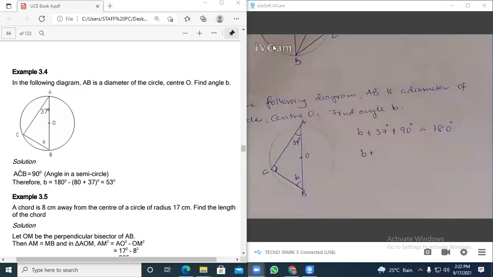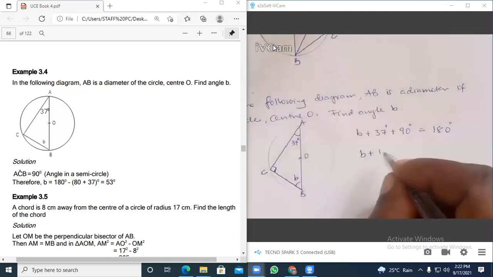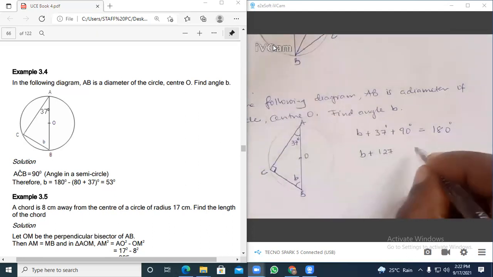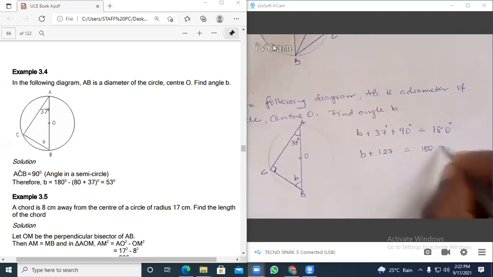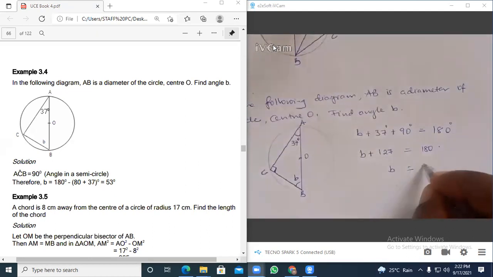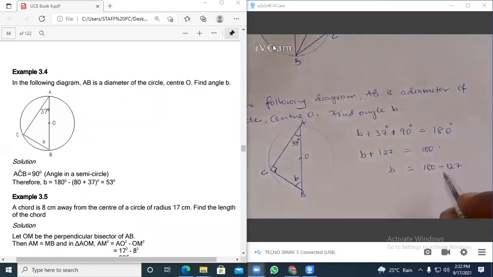So we shall have B plus 37, then plus 90 equals 180 degrees. So B plus 37 plus that, what do we get? Who's faster than me? 100 and what? 127. Very good. B plus 127 is equal to 180. So it means B equals 180 minus 127, and our B shall be equal to 53 degrees. Correct.